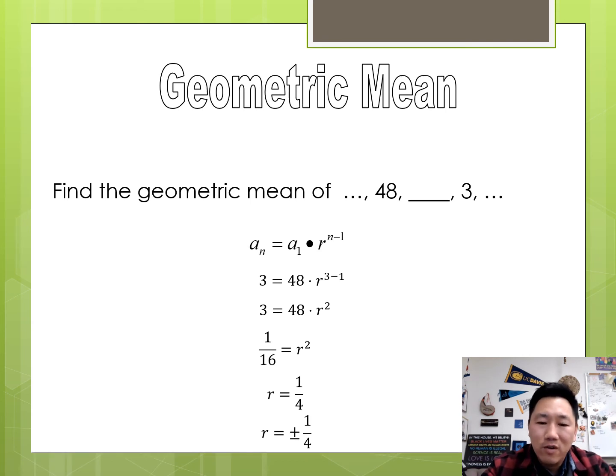What's positive 1/4 times 48? 12. What's positive 12 times 1/4? 3. That works. But let's do it with negative 1/4. 48 times a negative 1/4 is a negative 12. And a negative 12 times a negative 1/4, positive 3. So don't forget, when you have square rooting both sides, there's 2 possible answers. Fun.